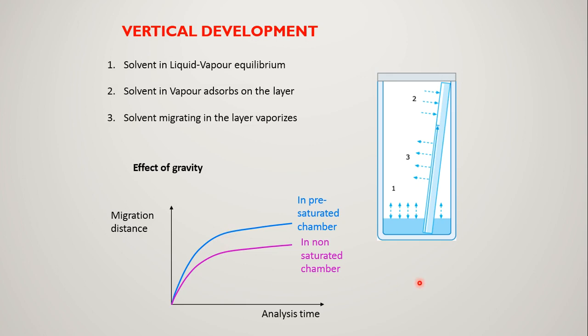So in these TLC experiments, generally we prefer these pre-saturated chambers, because in this case the migration distance of the mobile phase is higher compared to a non-saturated chamber. Or we can say that in the case of pre-saturated developing chambers, the speed of flow of the mobile phase over the stationary bed is faster. So it gives a faster separation in lesser time.